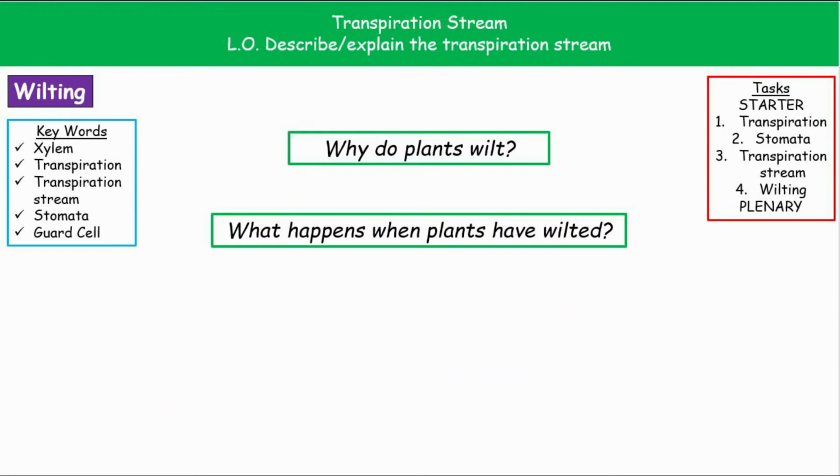Now, if we are pretty terrible at keeping plants, and I know there's a very good reason I don't really have houseplants inside my house because I'm pretty rubbish at remembering to water them, then what happens is they will wilt. So what I want you to have a go at doing is answering these two questions in your book. Why do plants wilt, first of all? And what happens when plants have wilted? So I'll give you just about a minute and a half to answer those two questions.